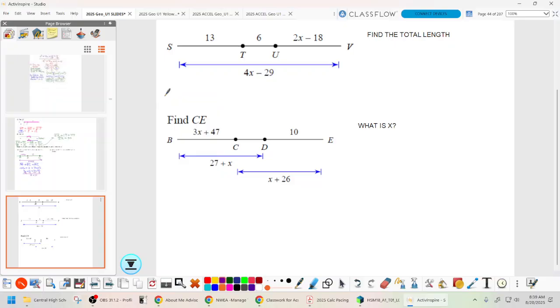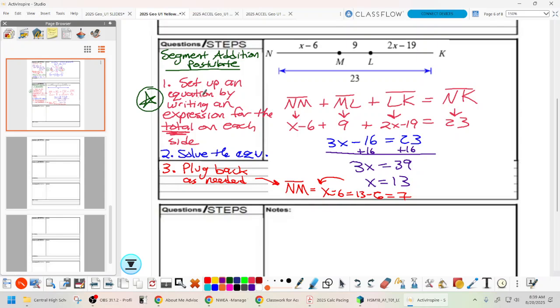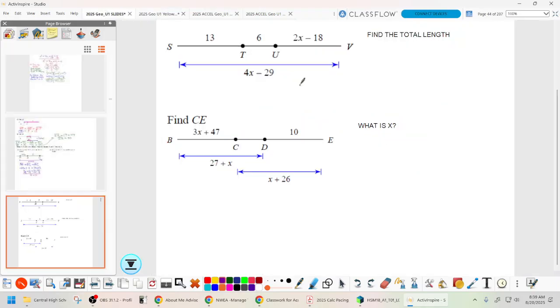Guys, think about, we want to get all the way across this line in 2 different ways. So in the note, we said set up an equation by writing an expression for the total on each side. So an equation meaning it has an equal sign, and we need a total distance on each side. Well, let's recognize that this blue line is the total distance. It starts at S and ends at V. That's 4x minus 29. So that's a total.